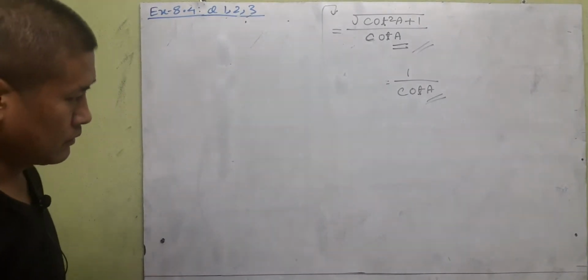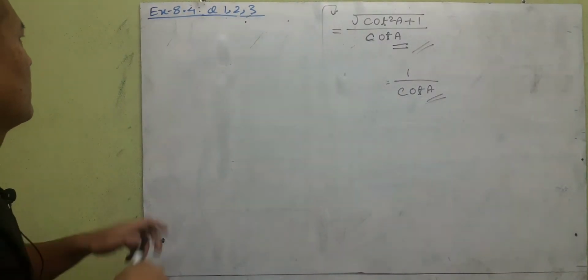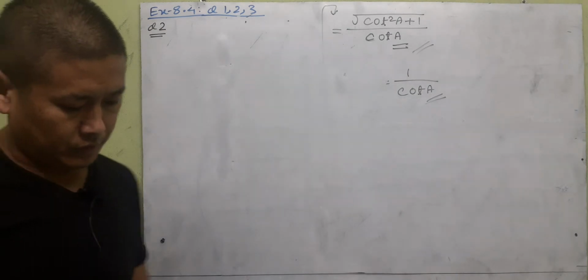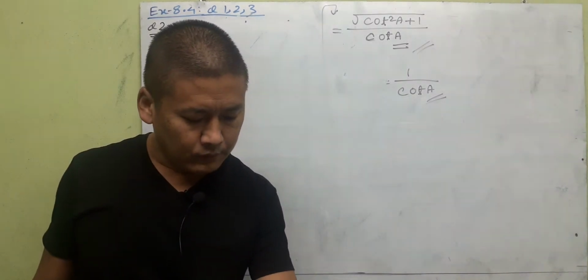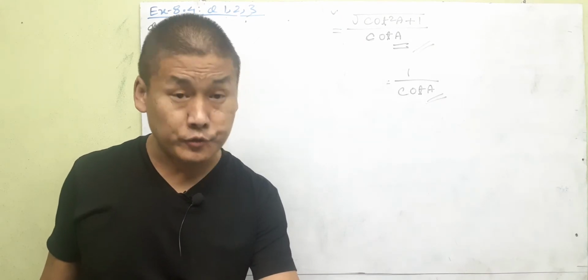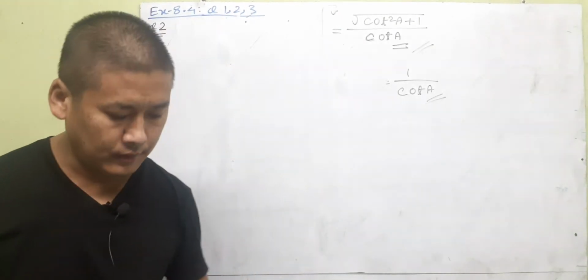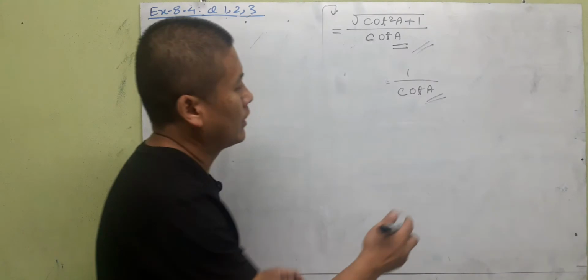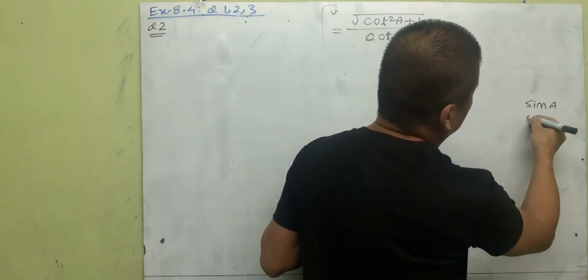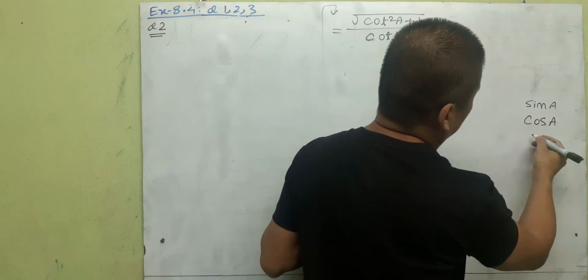Here, question number 2. Let me read the question for us. Write all the trigonometric ratios of angle A in terms of sec A. All the other trigonometric ratios. Now just to make it understood, let's write down sine A. What are the 6? There are only 6 trigonometric ratios.